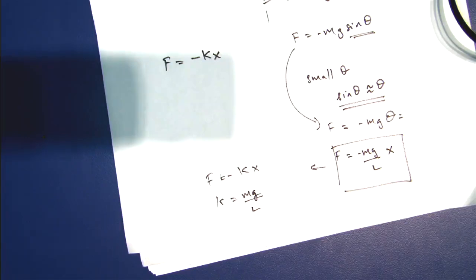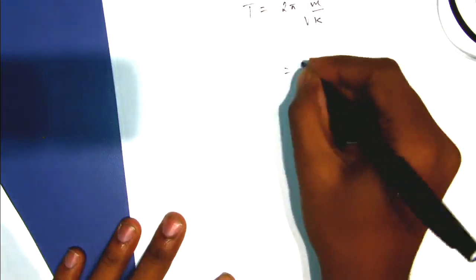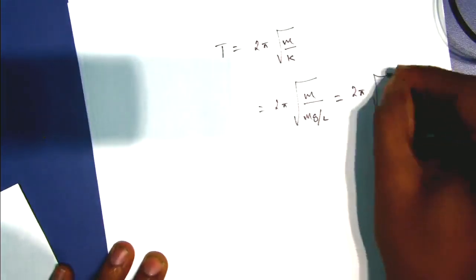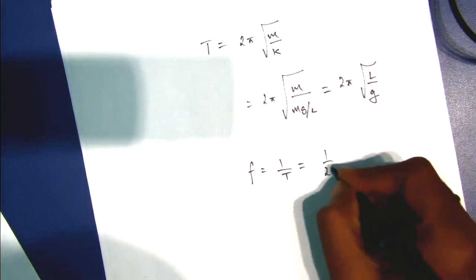Right? So now, the time period of this oscillation, which is defined as 2 pi under root m over k, becomes 2 pi under root m divided by mg over L, which is 2 pi under root L over g. So that is the time period of a simple pendulum. The frequency is defined as 1 over T, so it is 1 over 2 pi under root g over L.